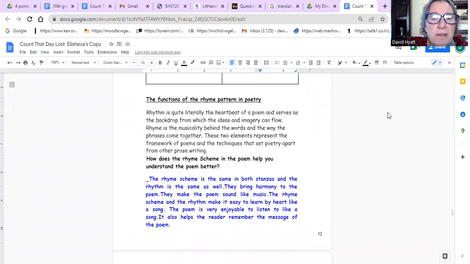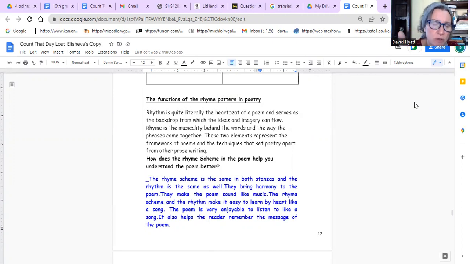Now, they want to tell you what are the functions, what is the task, the functions of the rhyme pattern in poetry. Okay, so the rhythm is quite literally the heartbeat of the poem. That's the way you breathe in the poem and so on. We didn't deal with this. So it serves as the backdrop from which the ideas and imagery can flow. That's a more complex way.